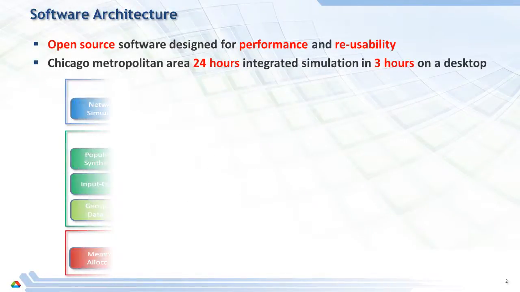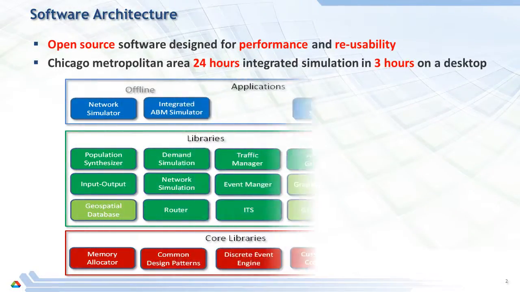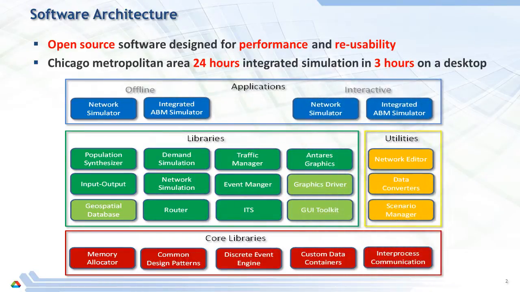The POLARIS Framework and POLARIS activity-based model are being developed as part of an open-source software project. Developers can customize POLARIS on different technical levels. The most fundamental components are the POLARIS core libraries. These libraries provide tools for handling memory allocation, discrete event simulation, inter-process communication, and other low-level but essential features used across nearly all transportation system models.